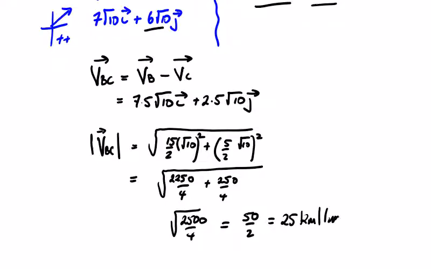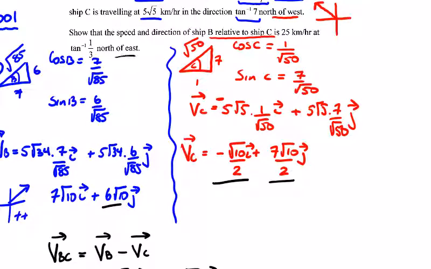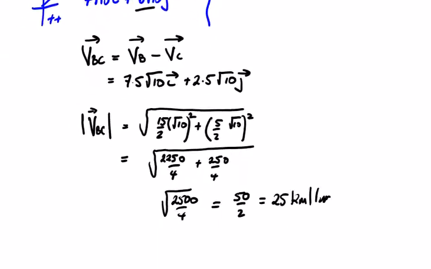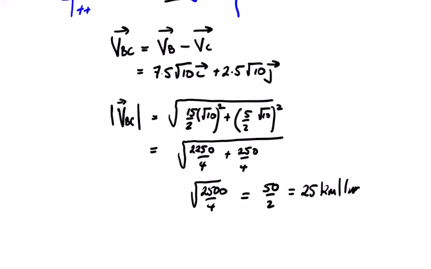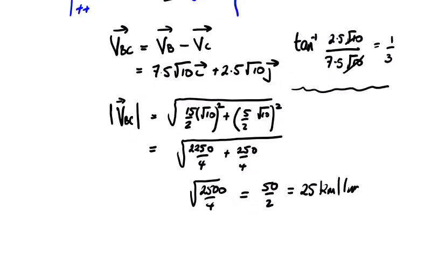Kilometers an hour, and we were asked to show something about the angle. That the angle is inverse tan 1 over 3 north of east. So just let's have a look here. The tan of 2.5 root 10 over 7.5 root 10, which does work out to be 1 over 3. And it's positive positive, so that's in the direction north of east. QED for 2001.